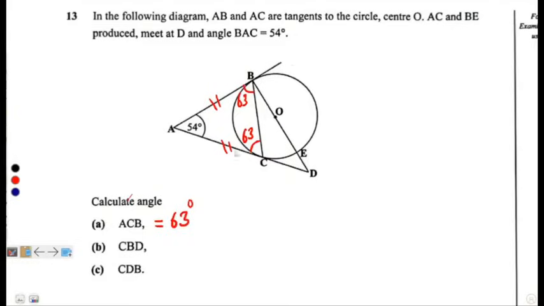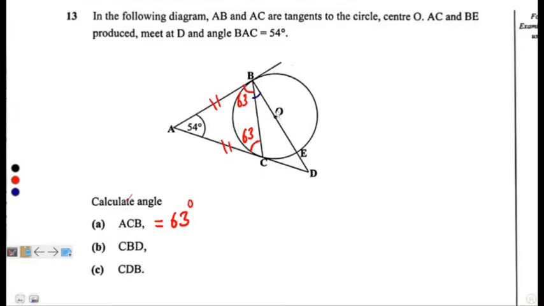So let us now find the angle CBD. How can we find CBD? They want us to find an angle which is going to be right here at B. First thing, we have to take note of this line BD. This line BD is a diameter. So if line BD is a diameter, it means line BO is going to be a radius from B to O.